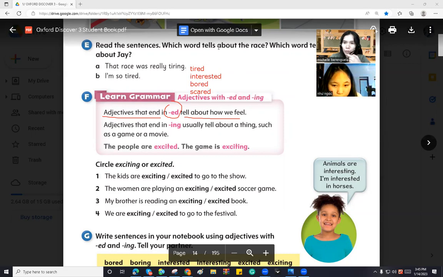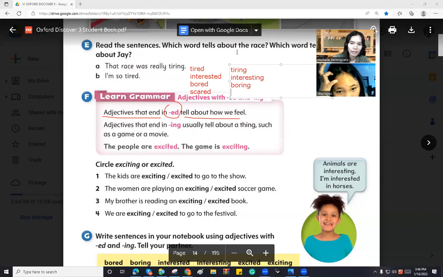How about this one? We have the words that end in ing. Adjectives that end in ing usually tell about a thing such as a game or a movie. Can you give me an example? Tired and tiring. Next, interested will become interesting. Very good. And bored becomes boring. And scared becomes scary, okay?